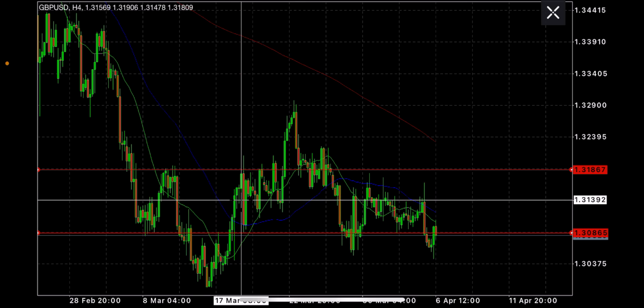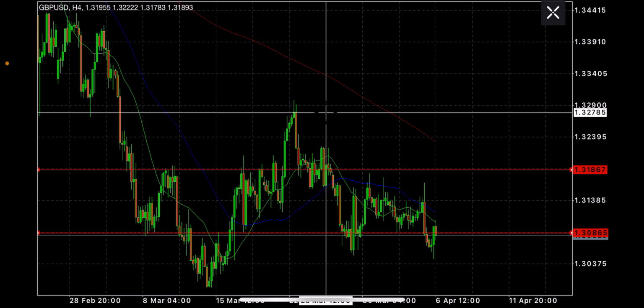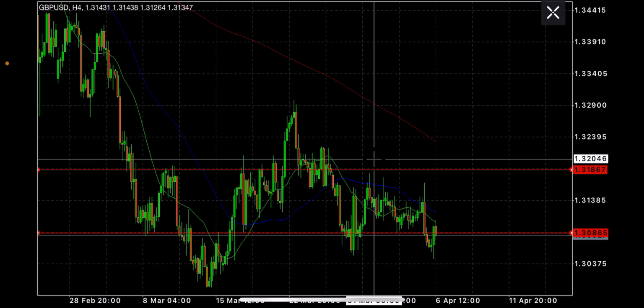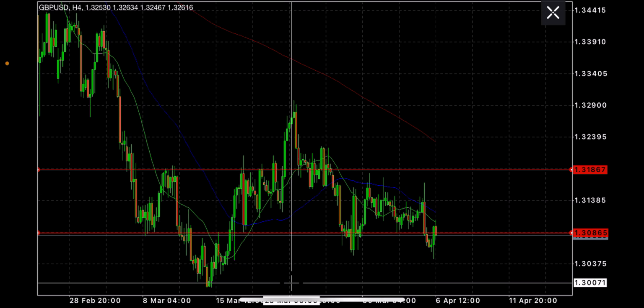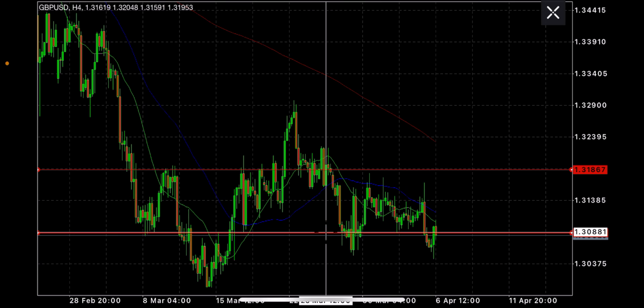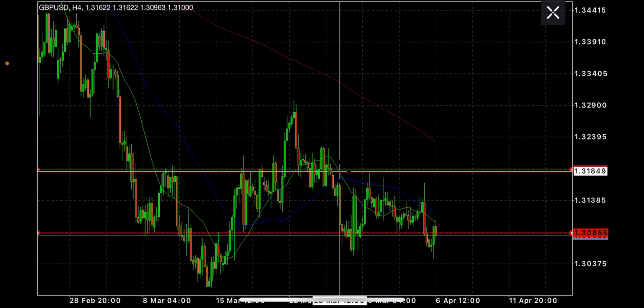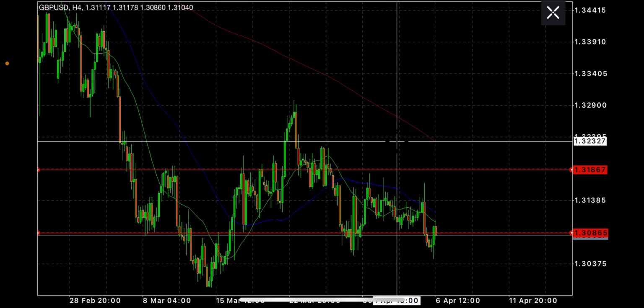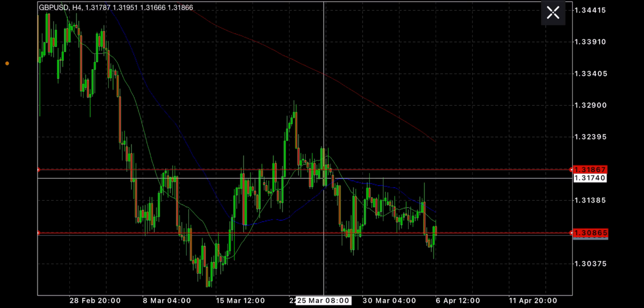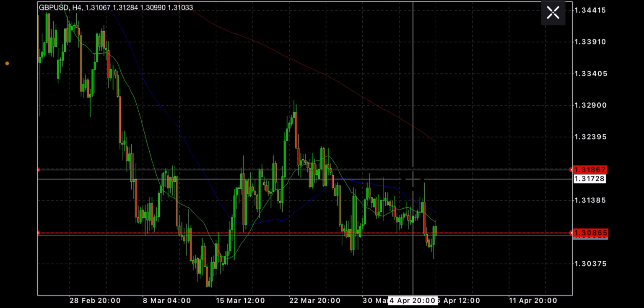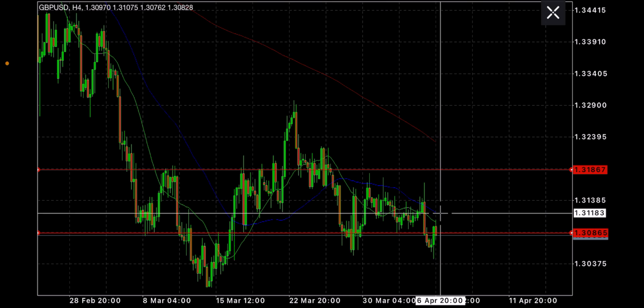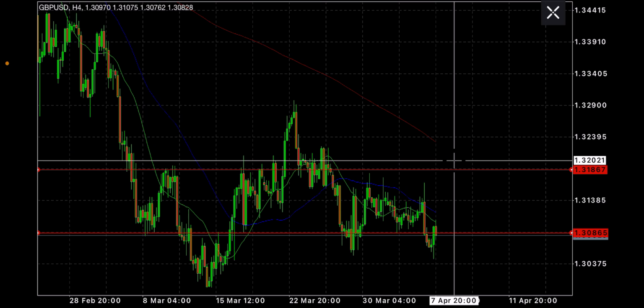As you can see, we've been ranging, with this as the upper extremity of our range and this as the lower extremity of our range. This is our low extreme range border, and this is our high extreme range border. Basically, price is staying within this range somewhat, where every time we get to here, we drop, and every time we get to this area, we have a pickup in price.